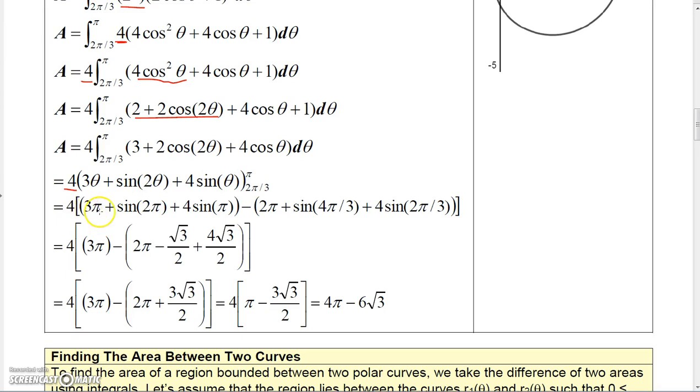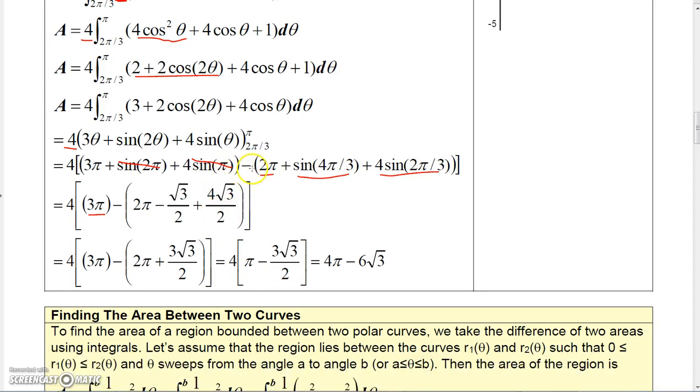If we evaluate each of these at pi, these terms are going to be 0, and so we're going to get 3 pi here. But when we evaluate this at 2 pi over 3, 3 times 2 pi over 3 just gives you 2 pi. And then we have sine of 4 pi over 3, because it's sine of 2 theta, and then we have 4 sine of 2 pi over 3. So you might want to check my trig, but I got 2 pi minus square root of 3 over 2 plus 4 square root of 3 over 2.